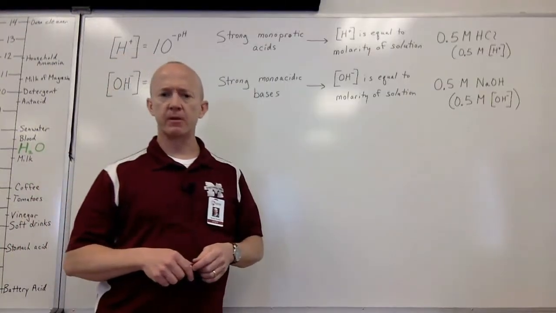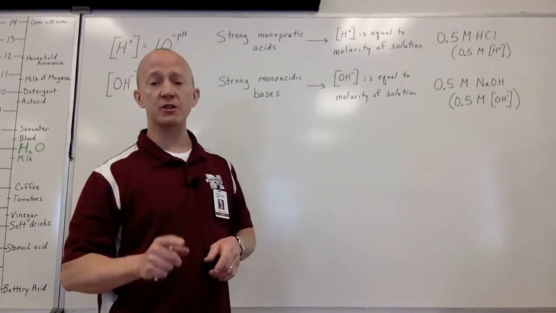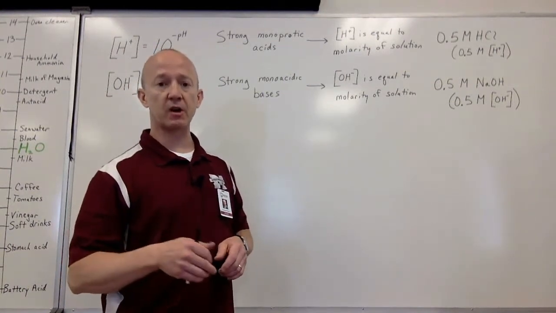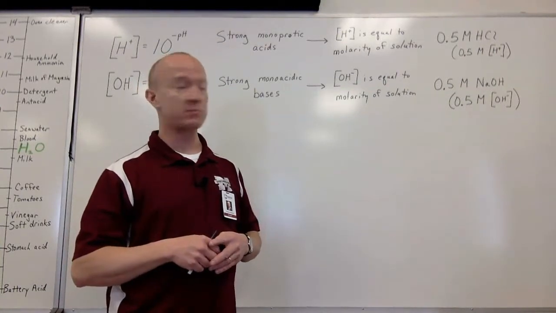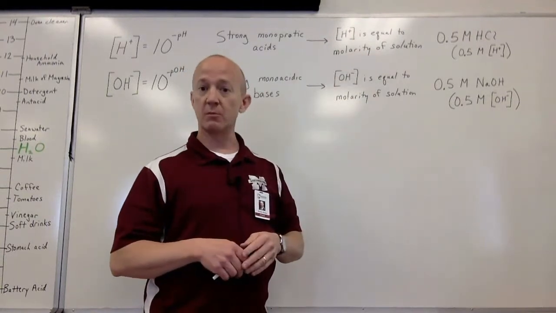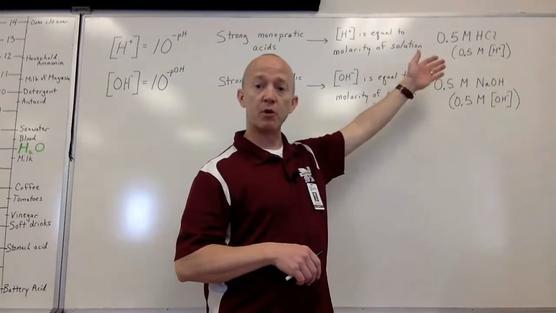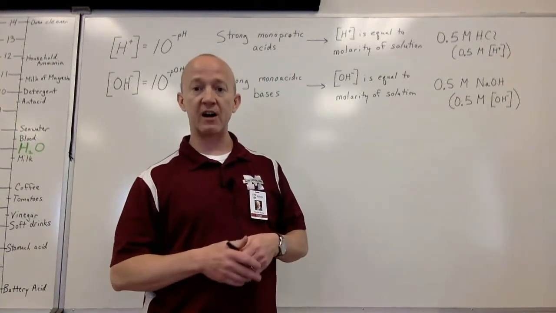Something else to consider. Let's say you have a strong monoprotic acid. It only has one hydrogen to give, like HCl or HBr. Well, it's really easy to find out the hydrogen ion concentration in that case because the hydrogen ion concentration is equal to the molarity of that solution. So for 0.5 molar HCl, your hydrogen ion concentration would be 0.5 molar.